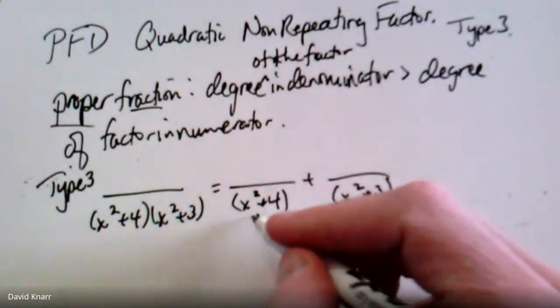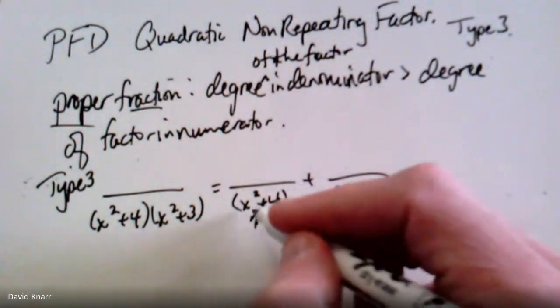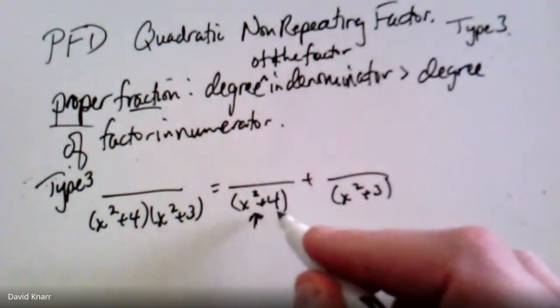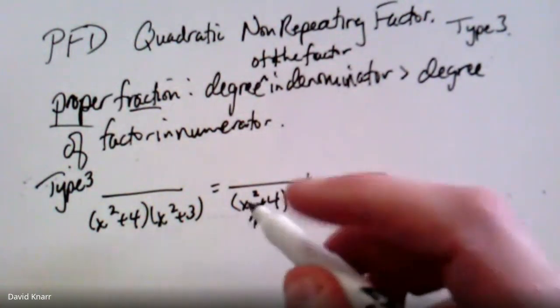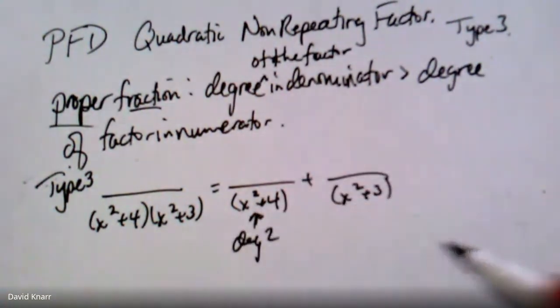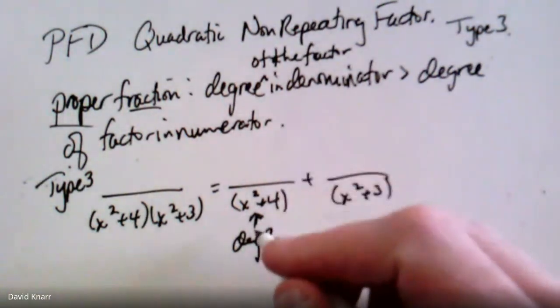Now look at your x squared plus 4. X squared plus 4 is a quadratic factor. It's x squared plus 4. It's degree 2. That's the thing that's inside the parentheses, degree 2.